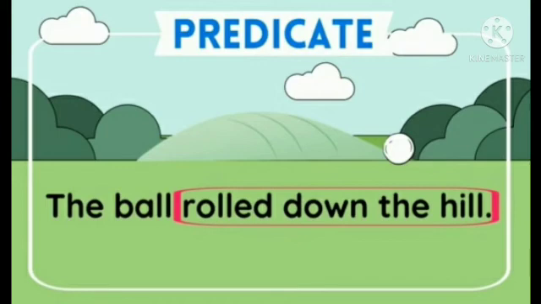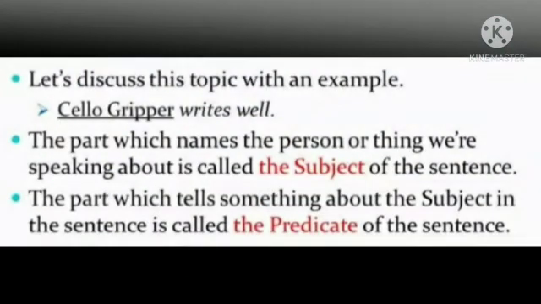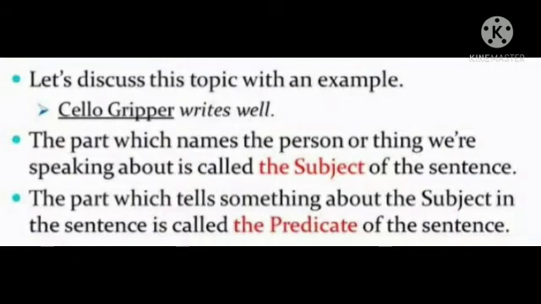As you can see in the example, "the ball" is the subject and "rolled down the hill" is the predicate. Here the predicate is telling something about the subject. Hope you all understood both examples. Let's discuss this topic with more examples on the next slide.